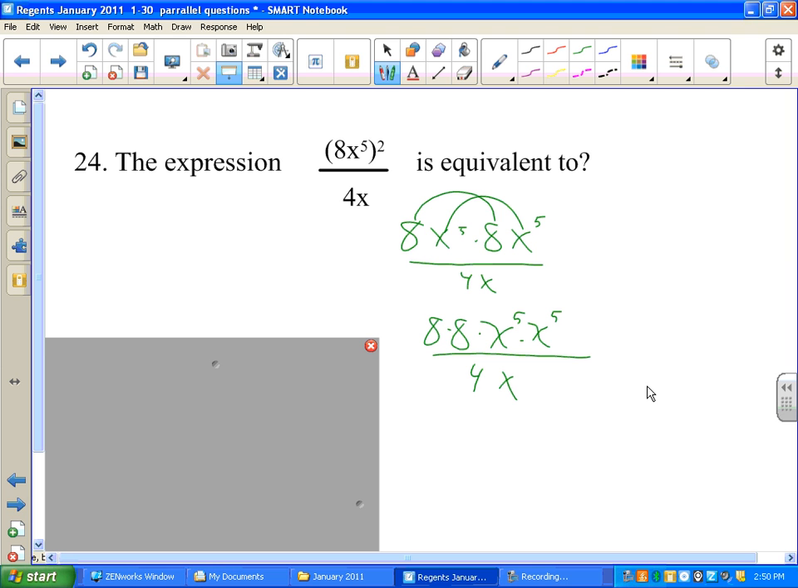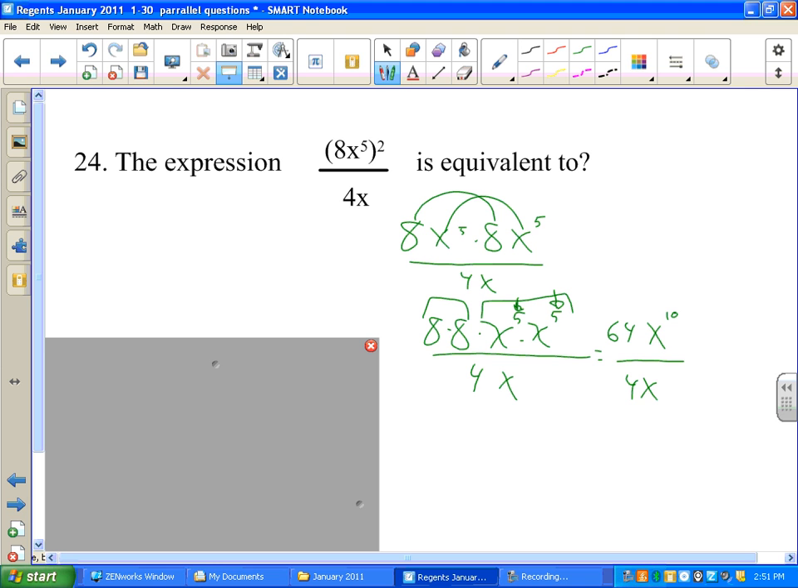I commuted the 8 and the 8 so that they're next to each other, and x to the fifth and the x to the fifth so they're next to each other. Now, I'm going to do 8 times 8 is 64. X to the fifth times x to the fifth. Think about it. What do we have? We have x to the 10th, because remember, the exponent is just a shortcut saying we're multiplying that base times itself so many times. So this base x is being multiplied by itself 5 times, and the same base x is being multiplied by itself 5 times. So a total of being multiplied by itself 10 times. That's why it's x to the 10th.